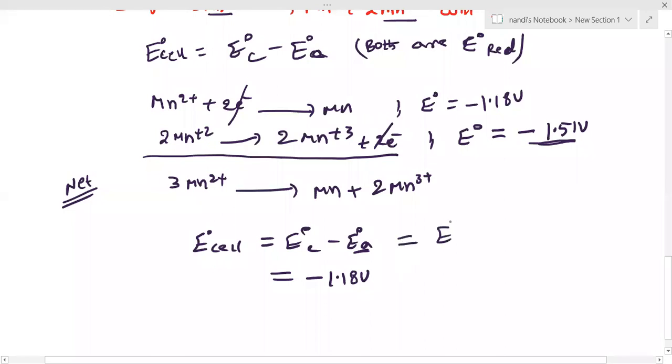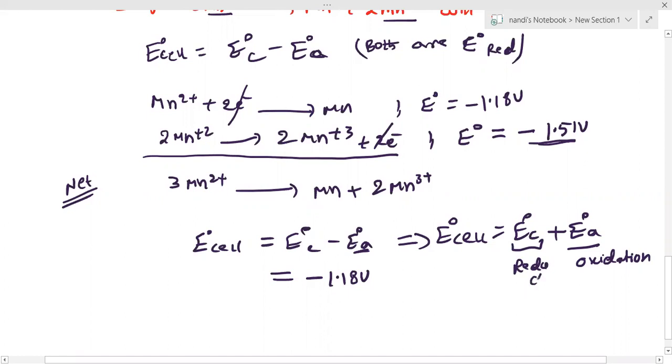Again, I'm writing E naught cell equals E naught cathode plus E naught anode, when this is an oxidation potential. Then also this formula is valid. This is a reduction potential, then you can add both with plus. Clear? So here I am taking only this oxidation value. You can write plus the oxidation value, how much? Minus 1.51 volt. What's the final value you are getting, sir?